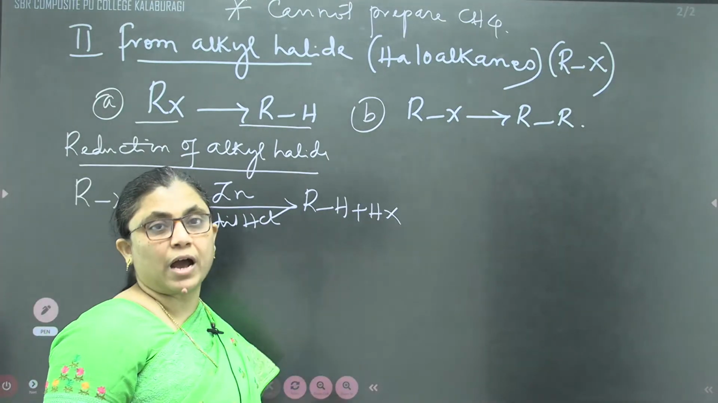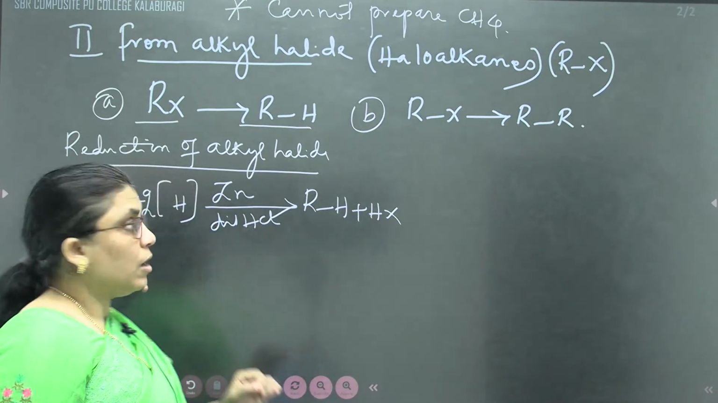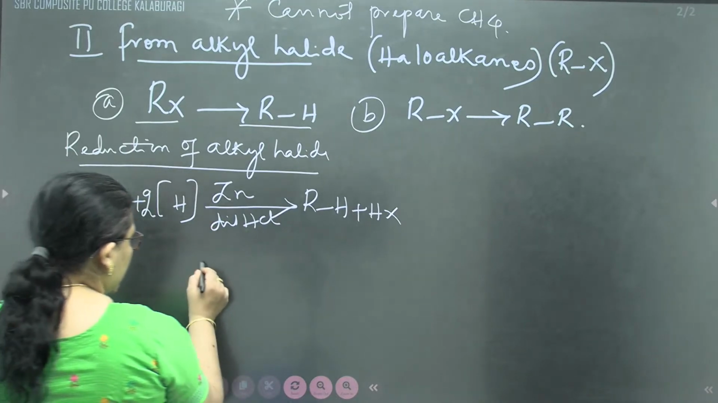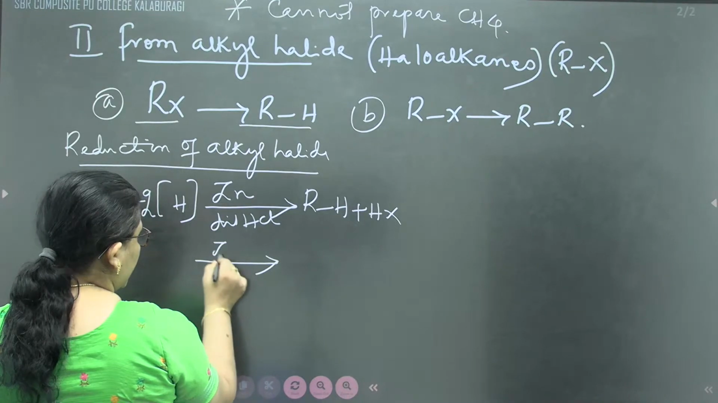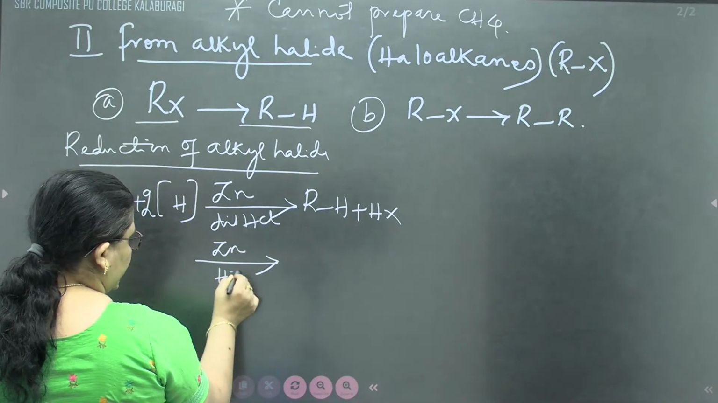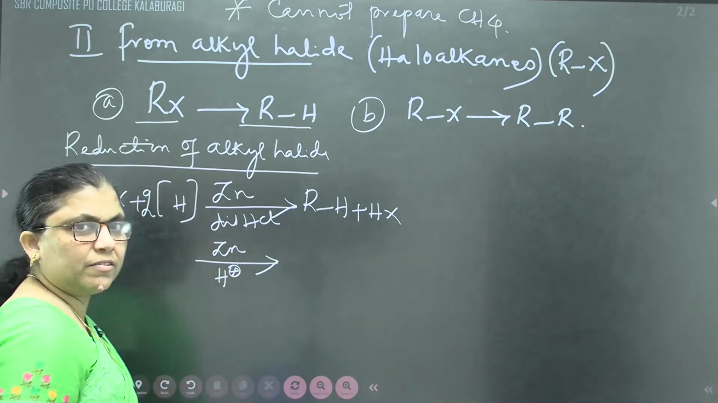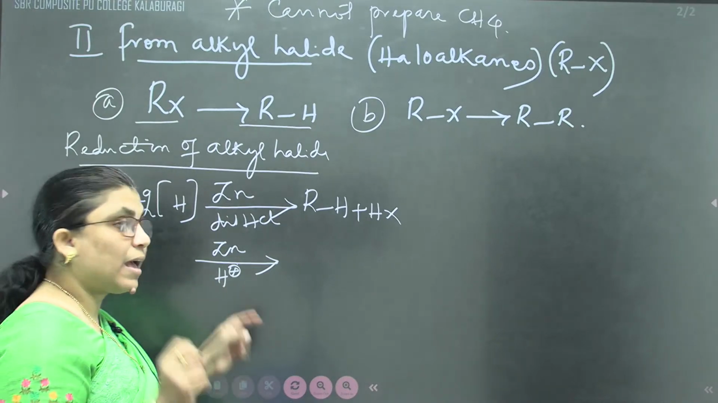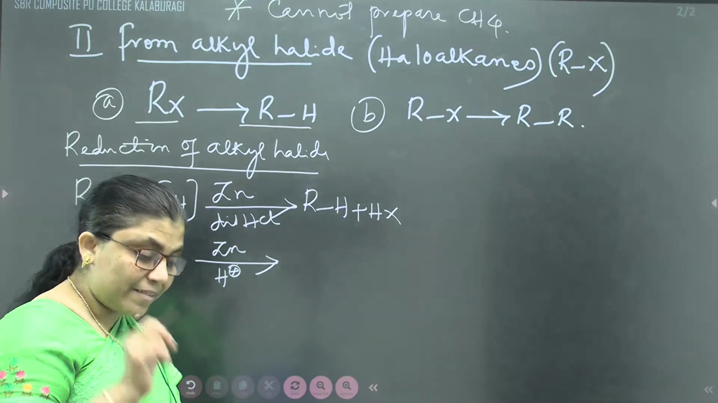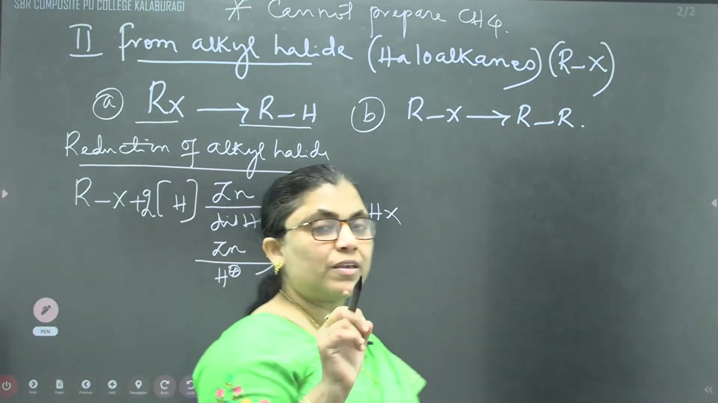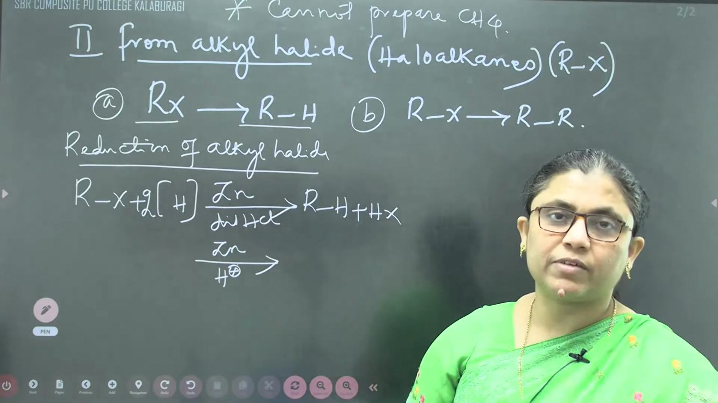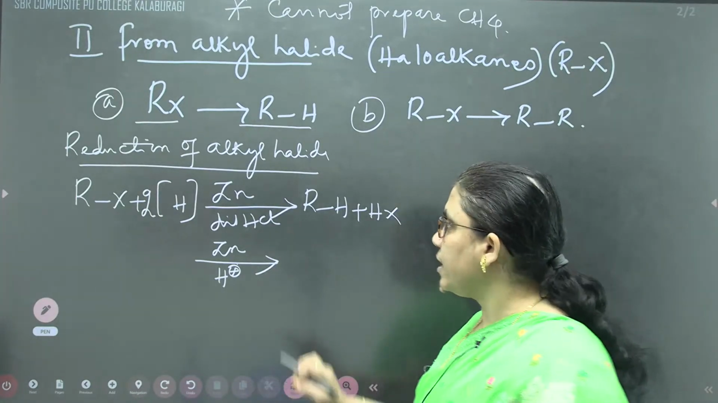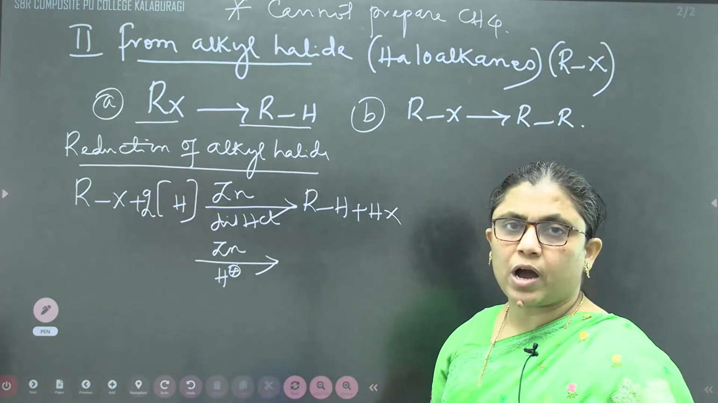One more point you need to remember: zinc and dilute HCl can also be represented as zinc with H plus. Acids can usually be represented as H plus, children, because acids are those which produce H plus ion in aqueous medium. That's why we can write H plus for the acid. RX is converted into RH.